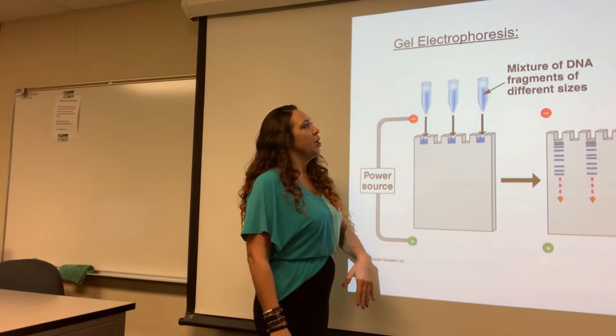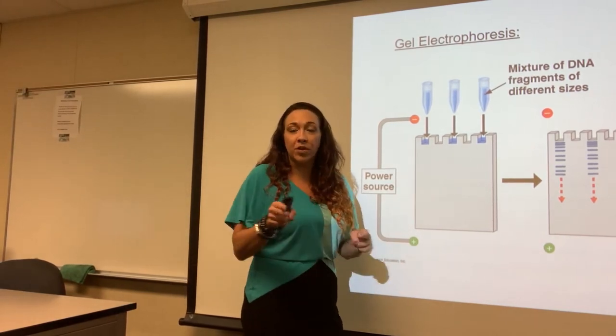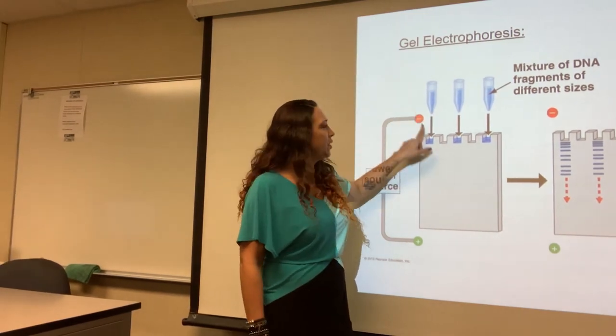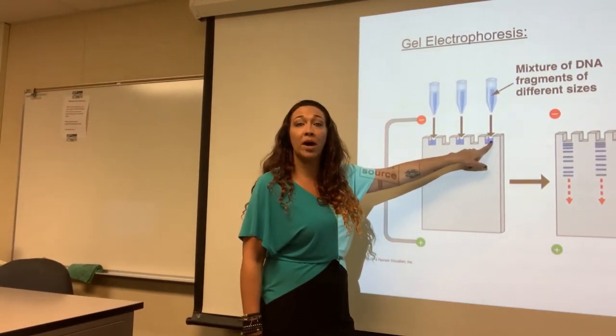But the trick is that you always run towards red, meaning it's going to run from the negative end to the positive end. So if that's ever on a test question, it runs to red, right? Negative to positive. So what we do is we chopped up some of our DNA into little fragments, inserted them into each of these little sample tubes, and then we took a little bit of that and put it into these wells.